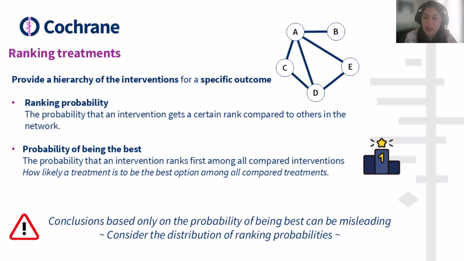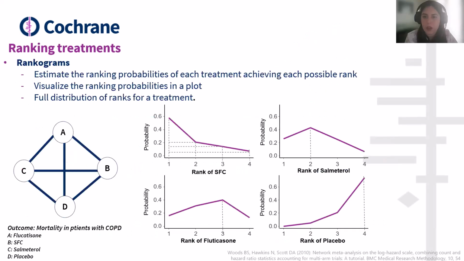The probability of ranking first among all compared interventions is called the probability of being the best. So for every treatment of a network, we can estimate the ranking probabilities of being at its possible ranks. However, conclusions based only on the probability of being best can be misleading. So we need to consider the whole distribution of ranking probabilities. We can see this distribution using rankograms.